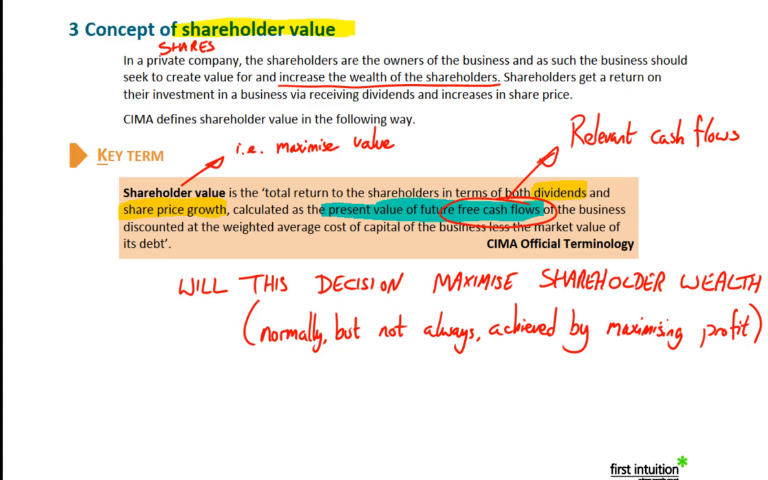And what we do is we discount those cash flows at the weighted average cost of capital. Now, that will make more sense later in your studies, but it's referring there to the time value of money. The fact that £100 in a year's time is not as attractive as £100 today. So when we discount cash flows, we're reflecting that figure. Okay, you'll see much more of that later there.